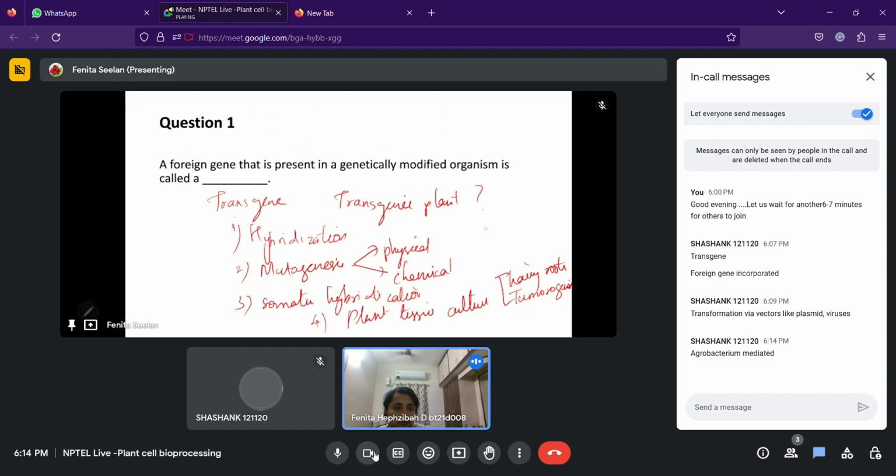Yes, Shashank, you're right. Agrobacterium mediated. You can use the strain Agrobacterium rhizogenes, which will yield a hairy root culture, and you can also use Agrobacterium tumefaciens, which will yield a tumorigenic callus, a transformed tumor-like callus form. So that you can do.